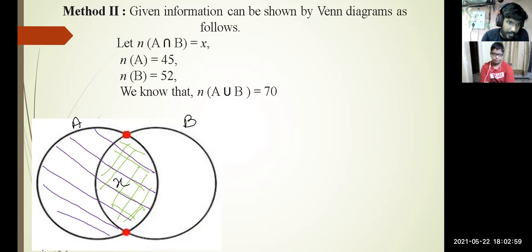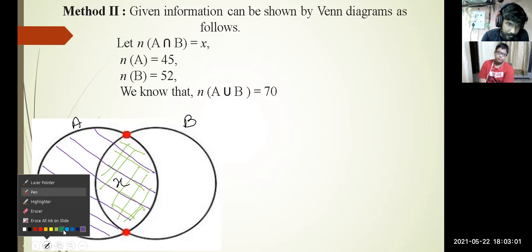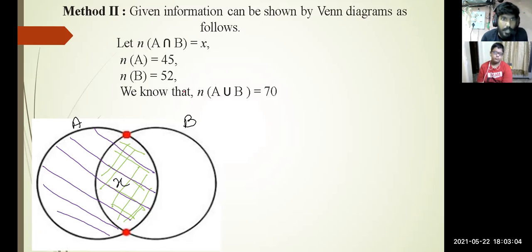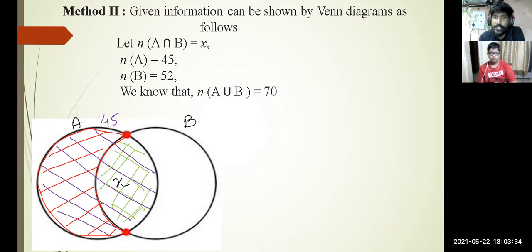So if that is 45, can you tell me what will be the red shaded portion? Only the red, that is only this much part. People who like to play cricket. How will that be in terms of equations? So if this is X and the purple is 45, that means entire circle A is 45. So how much will be the shaded portion?